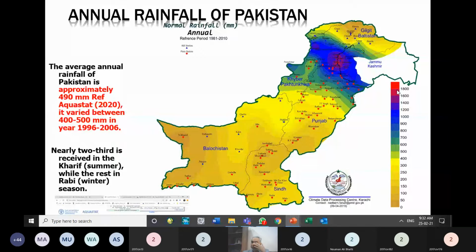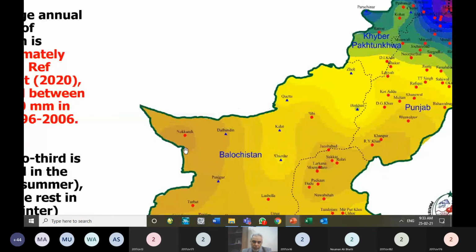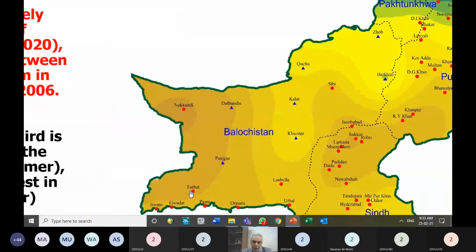What I can see is that you can find from this color coding, this is the rainfall in millimeters per year. So this red color means 1800 or more millimeters of rainfall. That is 1.8 meters of rainfall per year. And 0 to 50 is this color. So that color I see somewhere over here, Nokkundi area. This Turbat is relatively higher than that.